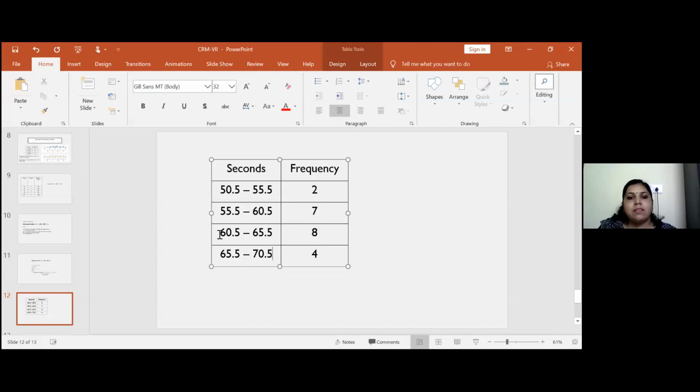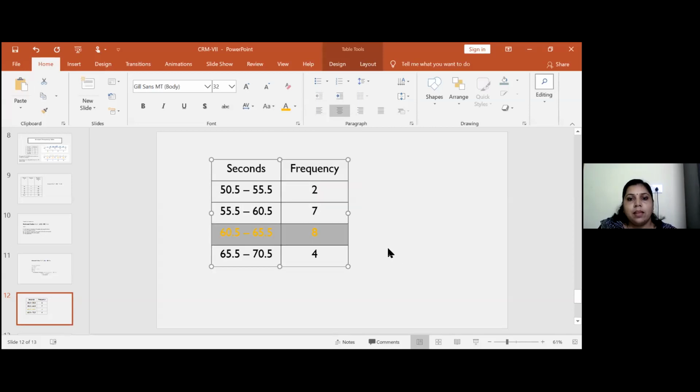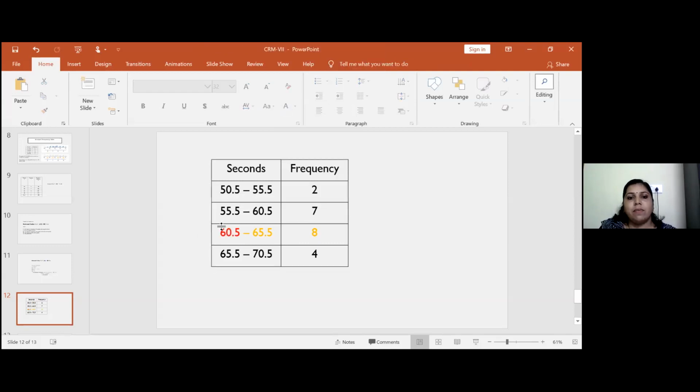So the lower boundary of this column has to be marked. Let us mark the column. L is nothing but the lower boundary of the median class. This 60.5 is the lower boundary of the median class. Now in frequency we have to add another column.